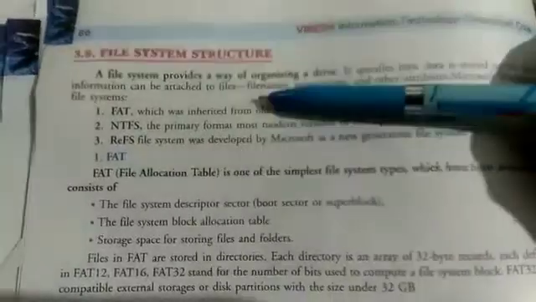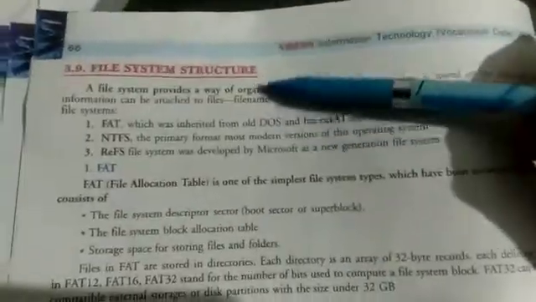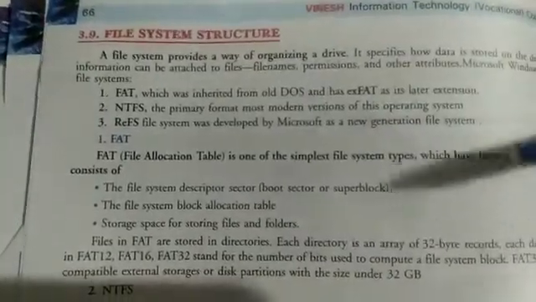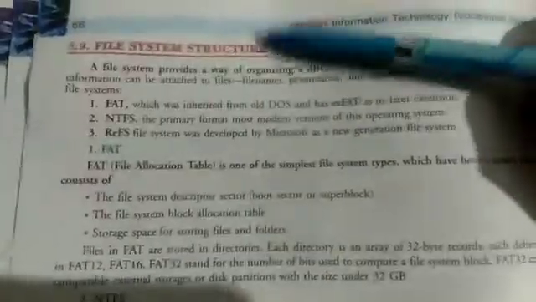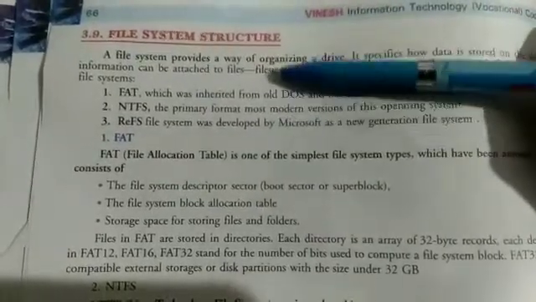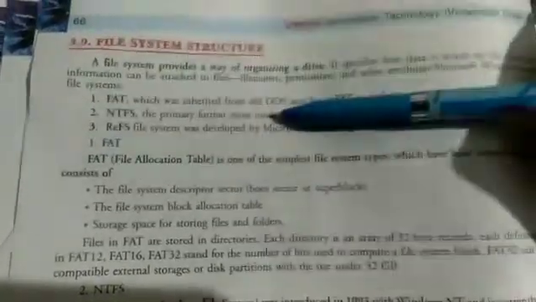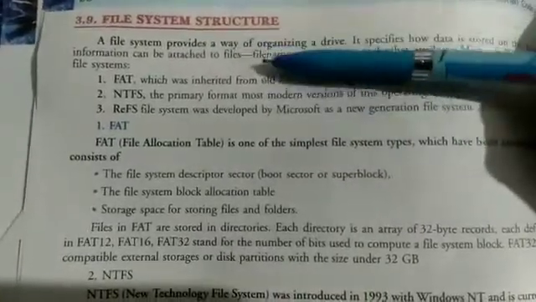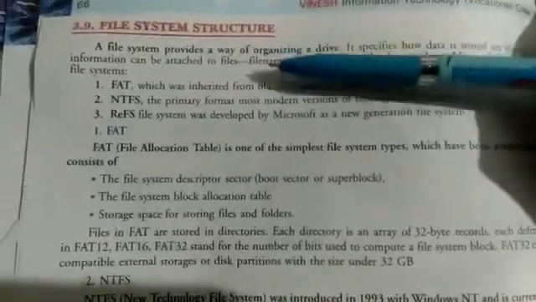Next topic is file system structure, which means how files or data are stored in a computer. Clear? File system structure is used to organize the data. As you know, data is stored in files and folders and then drives. So how is data organized in the computer system? So file system structure is used.